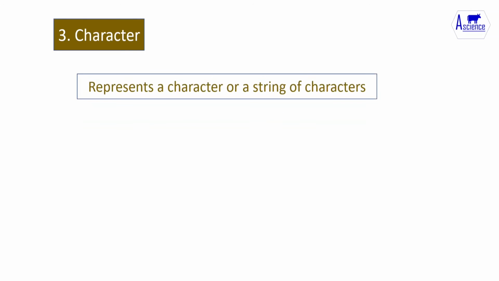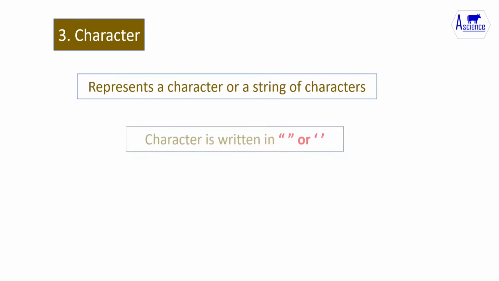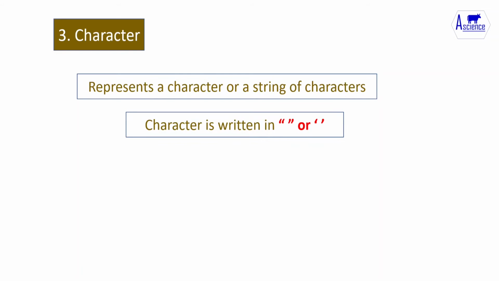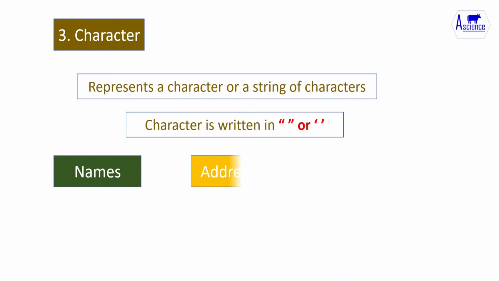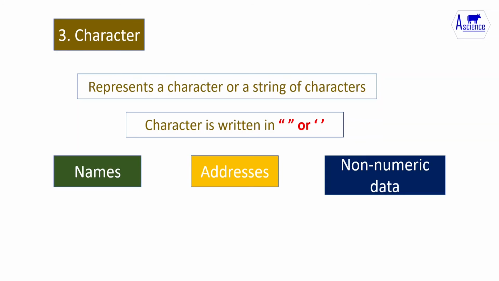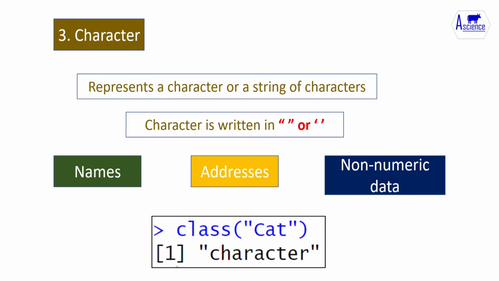The next data type is character. This type of data represents a character or a string of characters, and it is written in quotations. It includes text like names and addresses and other non-numeric data. For example, "cat" is a character.